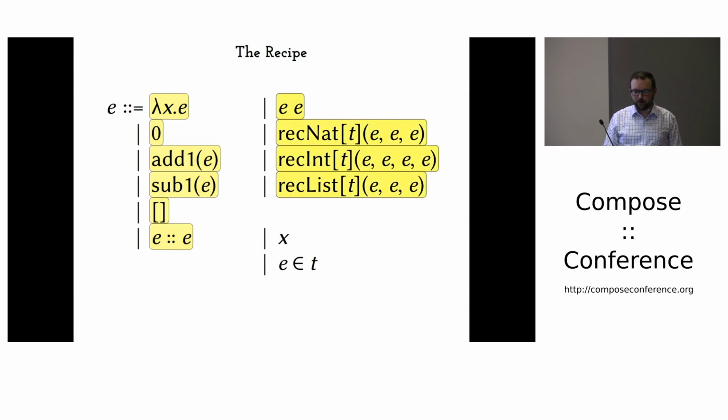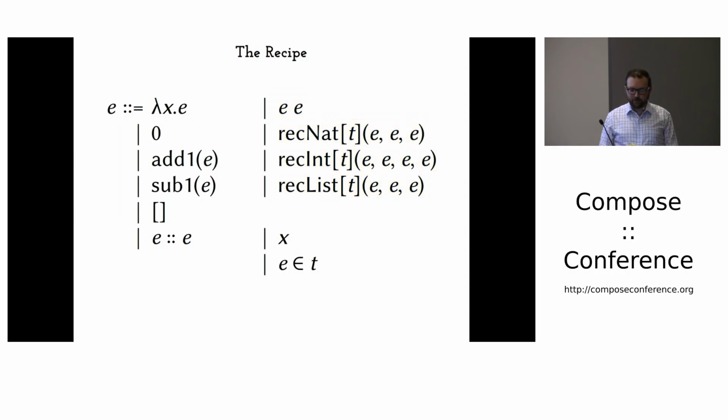The others are the elimination forms. They are what allow us to use something of a particular type. So we use a function by applying it to an argument. We use a natural number by recurring over it. We use an integer by recurring over it. And we use a list by recurring over it. And then there's also variables, and then there's type annotations. Those aren't really introduction or elimination forms, and that's okay. We know how to use those.